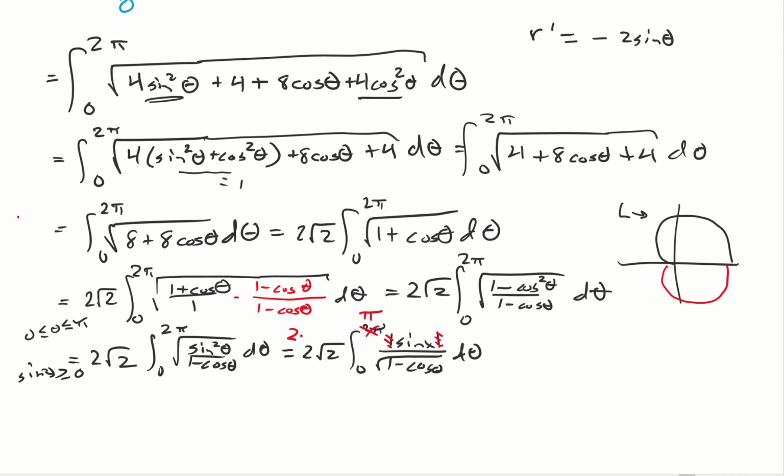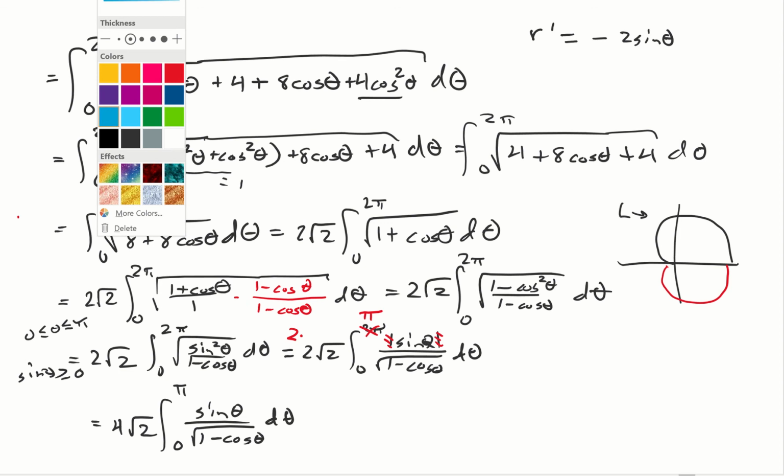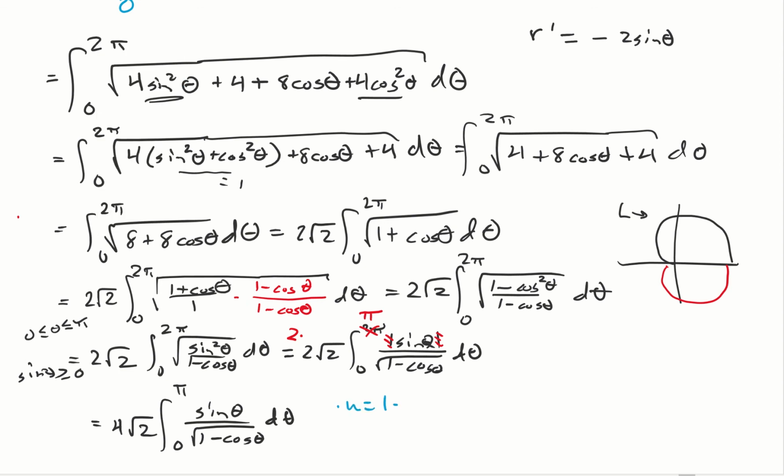Wow, this is nuts. I thought this was a short video. Well, leave it to me. So our integral becomes 4 radical 2 integral 0 to pi of sine theta over the radical 1 minus cosine theta, d theta. What's the big deal? Look what we can do now. Let u equal 1 minus cosine theta. Therefore du is equal to sine theta d theta, since the derivative of cosine is negative sine.